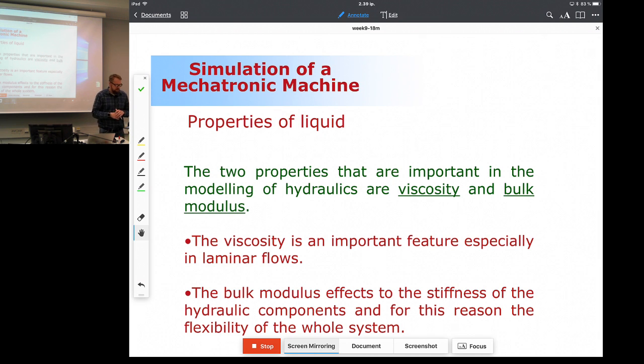But another feature is extremely important, and that's the bulk modulus. The bulk modulus affects the stiffness. So the physical interpretation of bulk modulus is that it represents the flexibility of the fluid. And this is extremely important. So look at the in-class quizzes, it's already on. You can log into the system, and the first question is available. Can you see it?